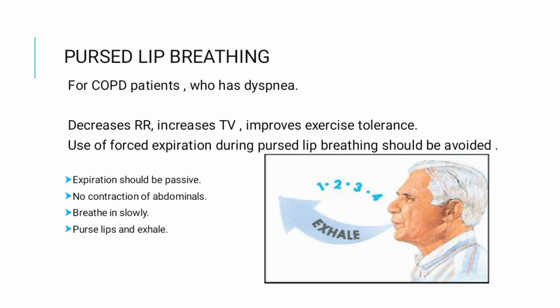So how do we train pursed lip breathing? You ask the patient to make pursed lips and prolong the expiration so that the air trapped inside the lungs will be cleared off. This is the main aim of pursed lip breathing. So these are the main 4 breathing exercises which you can apply in your patients.